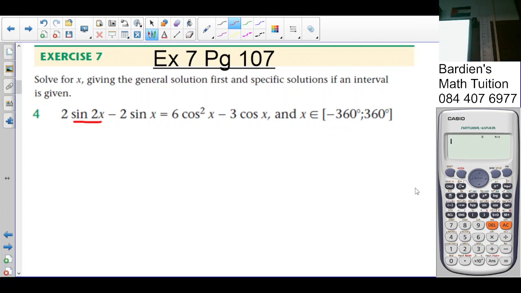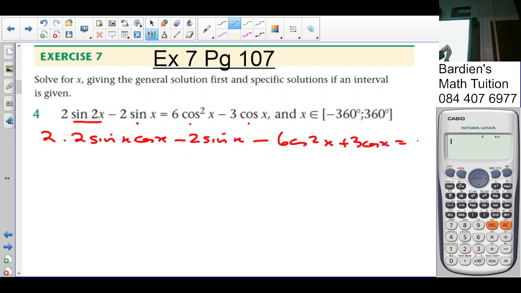So as you can see, we've got the sine here, we've got the cos, and we've got the cos here. So let's see what we get when we change this to sine. This is the sine double angle. So it will be 2 times 2 sine x cos x minus 2 sine x. Bring everything to one side, so it's negative 6 cos squared x plus 3 cos x equals 0.